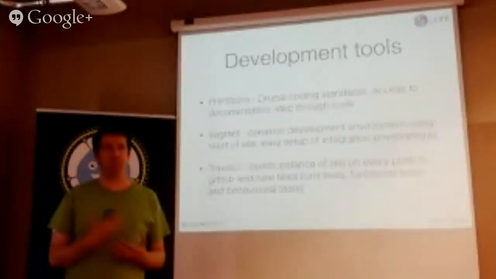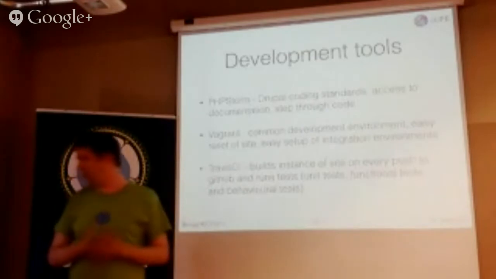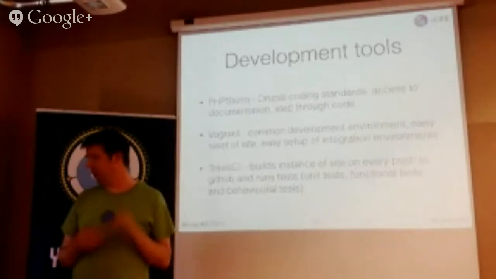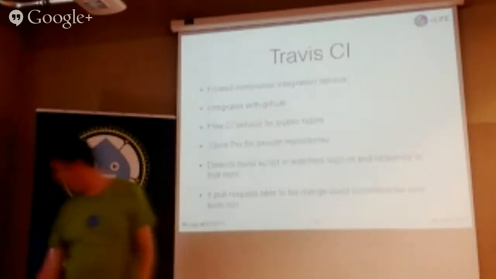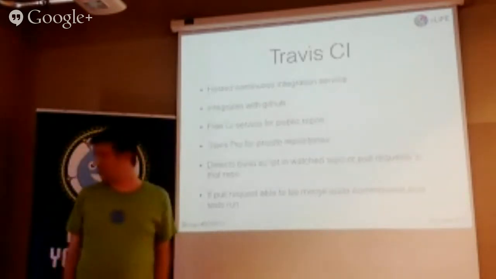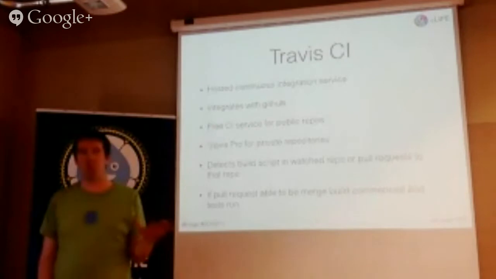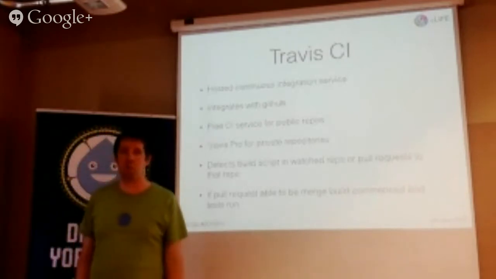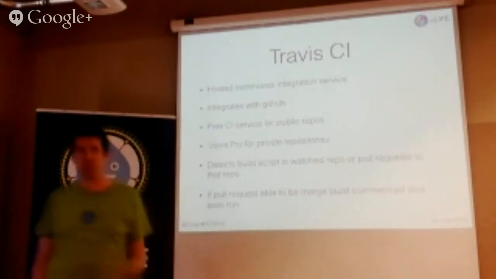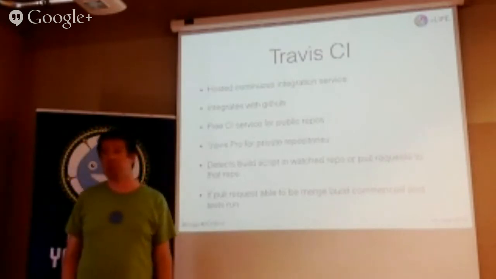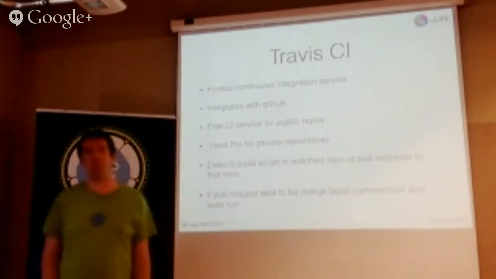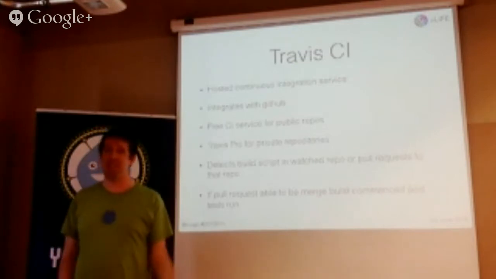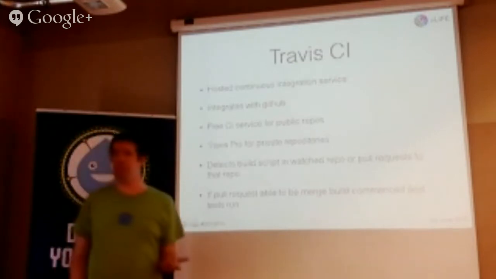And we use Travis CI, and this builds an instance of the site on every push to GitHub, and it runs tests: unit tests, functional tests, and behavioral tests. And we're going to see some demos of that in a bit. So Travis CI is a hosted continuous integration service. That straight away is a problem for some teams. Some teams wouldn't select it for that reason, but for us it wasn't a problem. It integrates really well with GitHub, and we'll see that in the demos. It's a free CI service for public repositories, which increases its appeal because it's free. But it also has other benefits as well, and it means it's accessible.